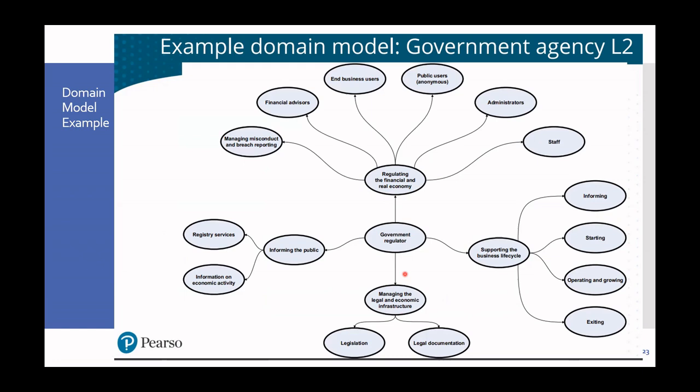And then how can we move from level 2 to level 3? It's pretty much the same process. It keeps going progressively. So we just focus on one of them. Let's say we focus on registry services. And based on the documents that we have, based on what we collected and learned in the elicitation, we try to figure out what are the sub-concepts under that registry services. And then once we're done, we go to another concept, let's say information on economic activity. And based on what we collected and what we learned in the elicitation, we break it down into its sub-concepts. And so on, it keeps going like that.